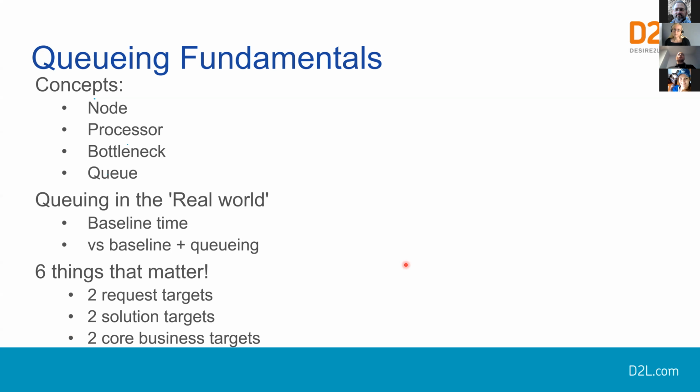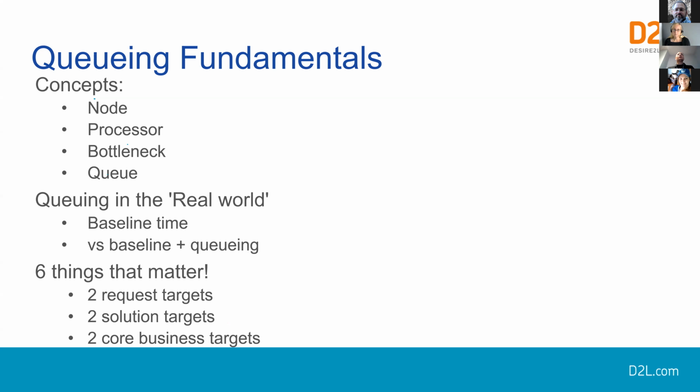So we can talk here about the 6 things that matter. First of all, we have 2 request targets, the processor and the queue. These are the 2 places where the duration that is making up the response time is used. Therefore, we have 2 solution targets. And here is where we need to consider balancing one versus another.